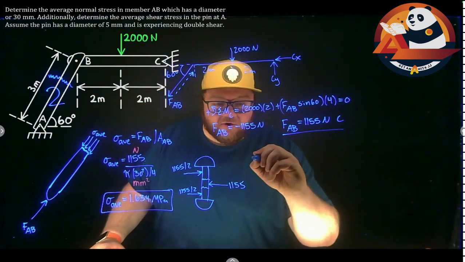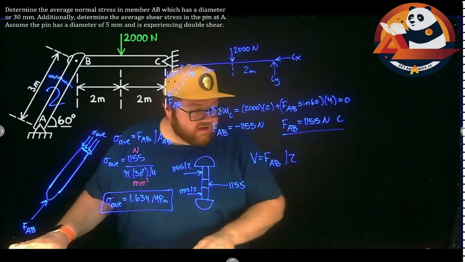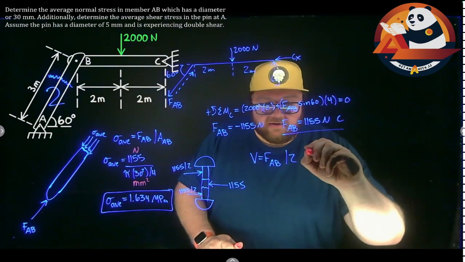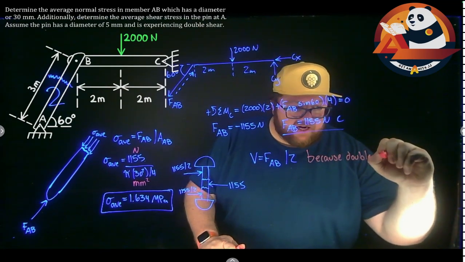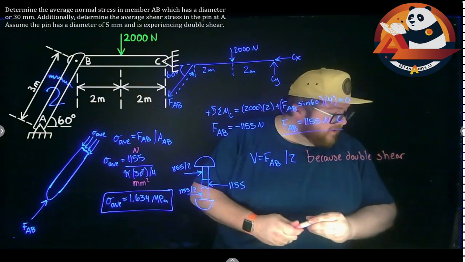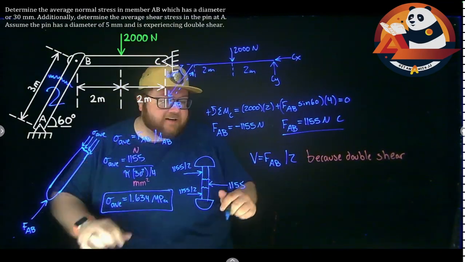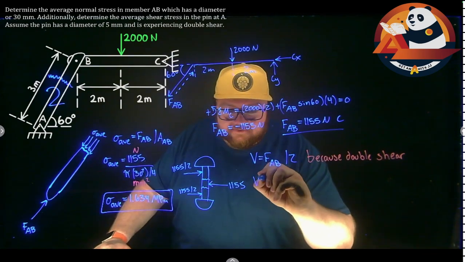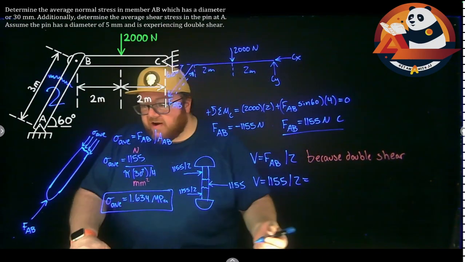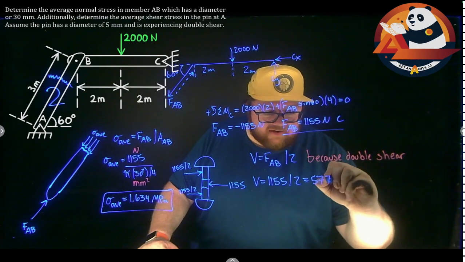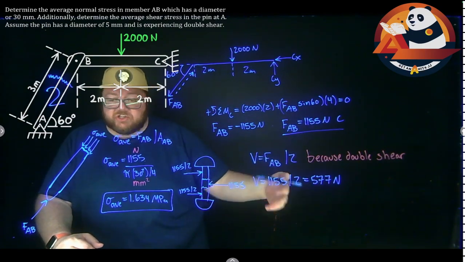That means to get to my shear force, I'm going to say my V is FAB divided by 2. And again, just to be super clear, that's because double shear. If we were in single shear, which does happen a good bit as well for design of connections, our shear would just be FAB. We only have to rip it one time. But I can find my shear then. My V would be 1155 over 2. That shear force with a little bit of rounding here is 577 newtons.